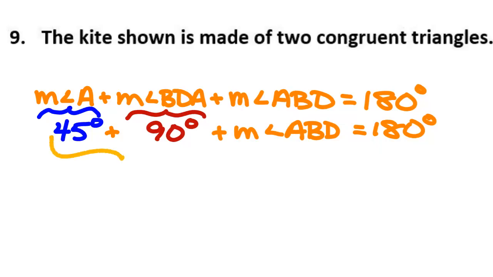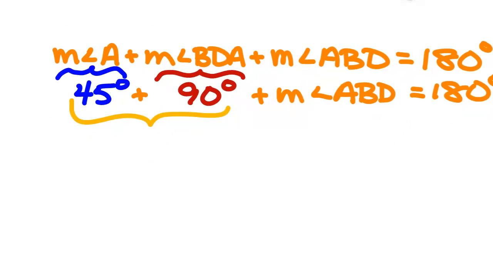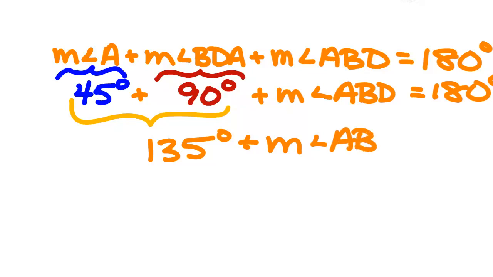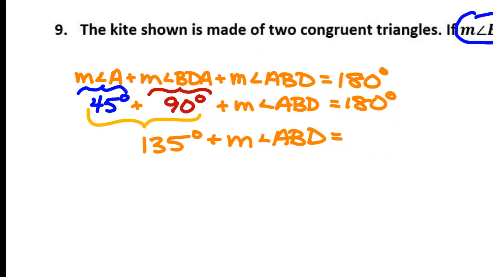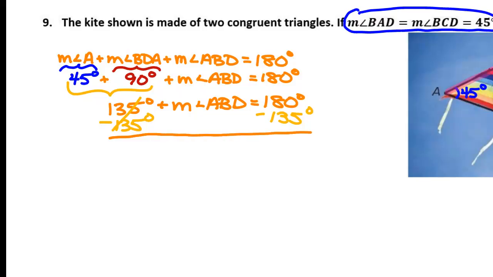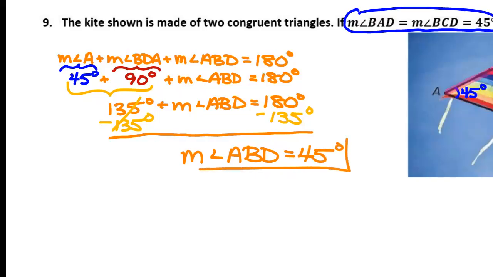What do we get when we combine 45 and 90? 135 plus the measurement of angle ABD is equal to 180. And then we minus 135 from both sides. So how big is ABD? 45. Nicely done.